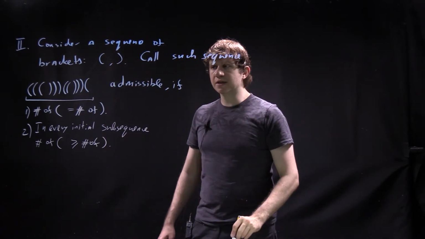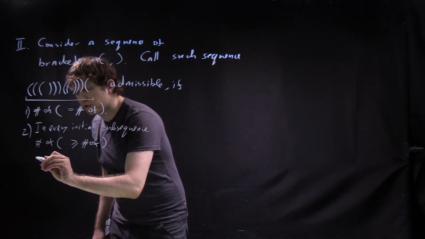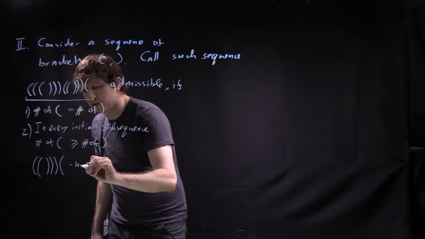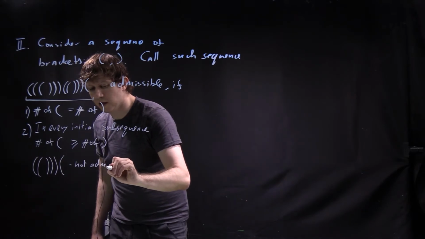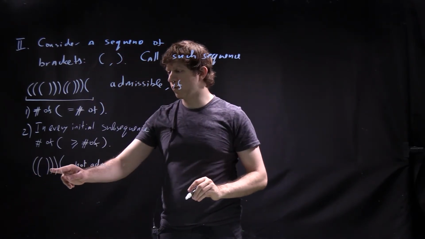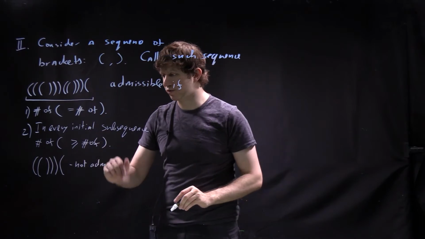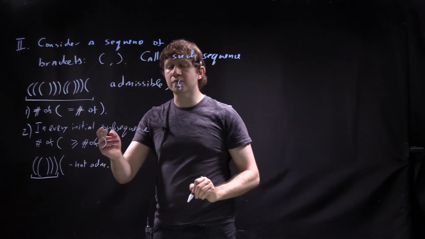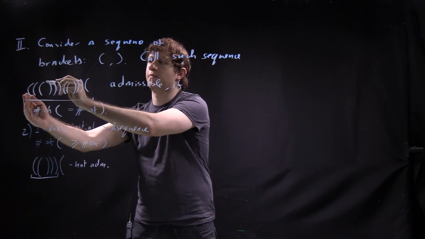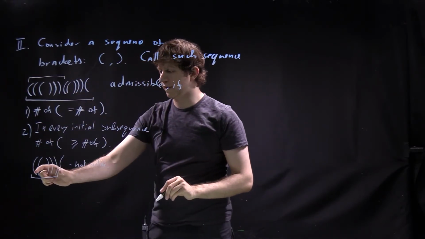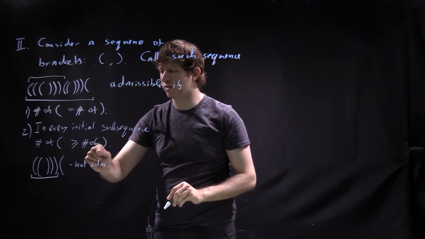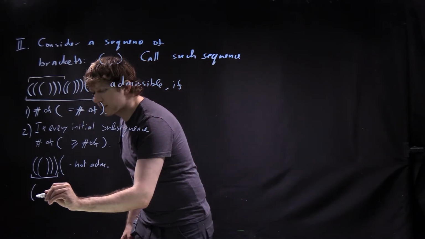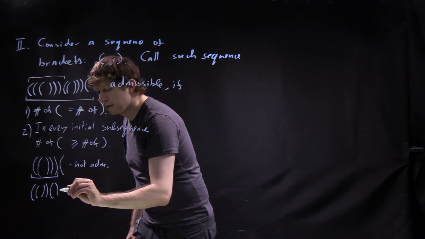So let me give you some examples. For instance, if you take a word like this, that's not admissible, because the number of open brackets and closed brackets is equal to each other, it's equal to 3. But if you take an initial subsequence like this, where an initial subsequence means just the first couple of terms, then this one has 2 opening and 3 closing brackets, so this inequality is violated. And for instance, if you do something like this, that's admissible.